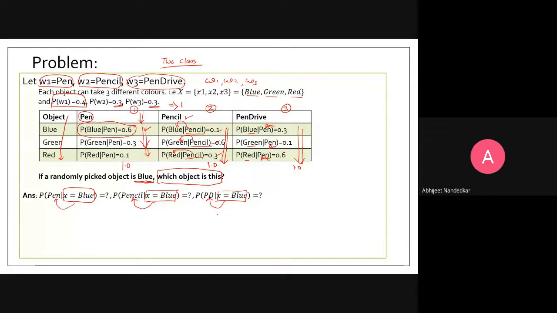The object is blue, then what is the probability that it is a pen? What is the probability that it is a pencil? What is the probability that it is a pen drive? Those three quantities I am interested in. Directly they are not computable, so you cannot find them directly. We are going to take help of Bayes again. Bayes will give me the answer with respect to the likelihood. So this is the posterior. We call this probability, that given some feature, what is the class of that feature vector or feature, the posterior.